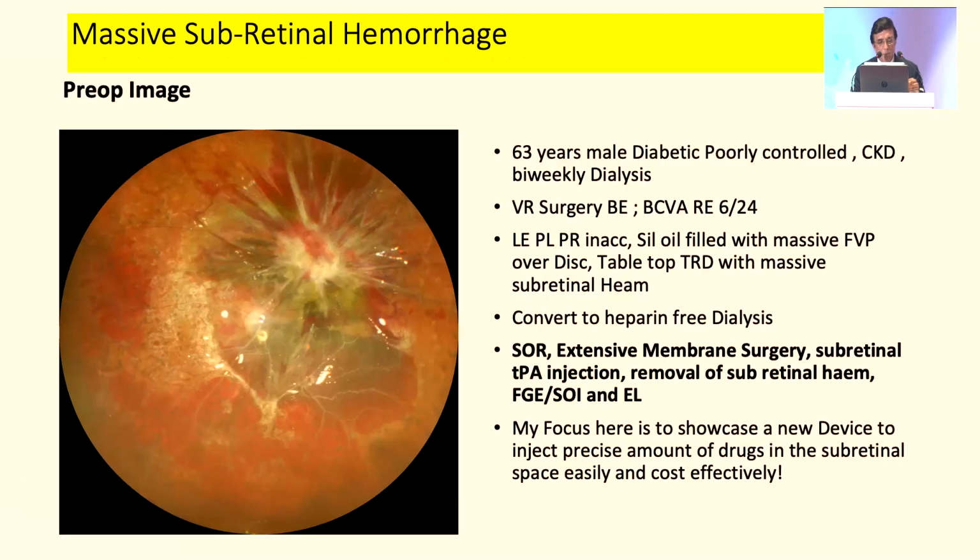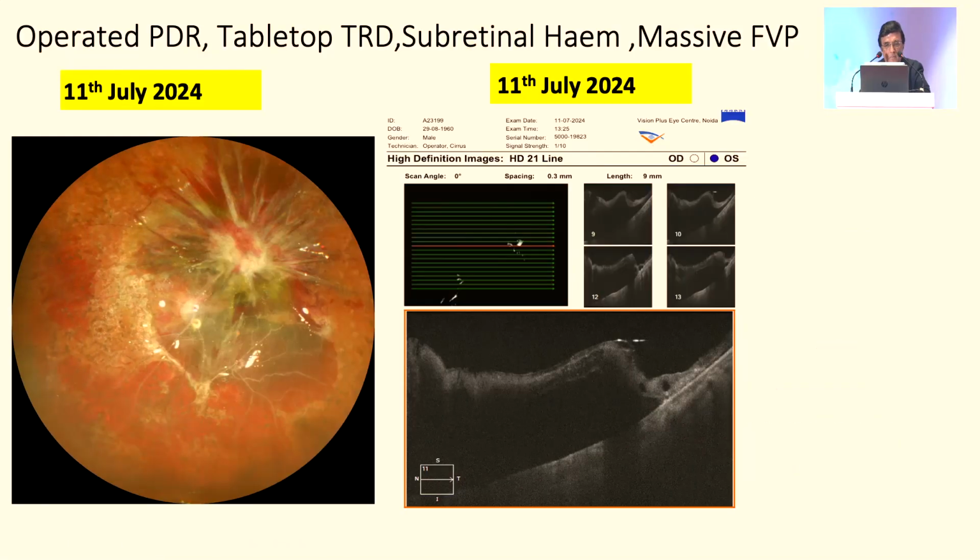Now, here I'm going to present a relatively new method of an improvisation which I've done. This was a 63 years old male, diabetic, poorly controlled. VIA surgery had been done in both eyes. Patient best corrected visual acuity was 6/24 in the right eye. The left eye was inaccurate. So we decided to do a silicone oil removal, extensive membrane surgery, subretinal TPA injection, and removal of subretinal heme with a silicone oil exchange. So this is how the patient looked. This was last year he had presented to us.